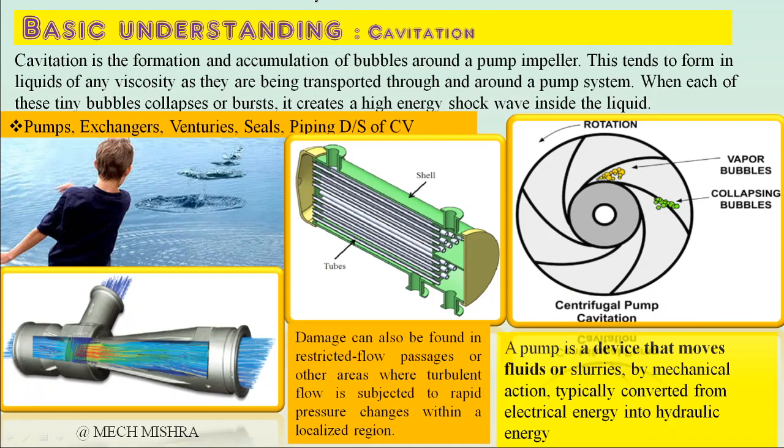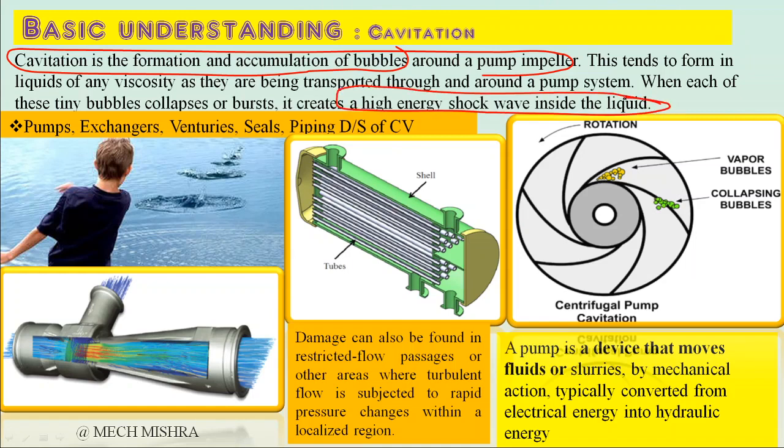First of all, the basic understanding of cavitation. Cavitation is the formation and accumulation of bubbles around a pump impeller, piping or exchanger tubes. When there is bubble formation and accumulation around the metal surface, it is the start of cavitation. This tends to form in a liquid of viscosity being transported through the pump. When the tiny bubbles collapse or burst, they create a high energy shock wave inside the liquid.